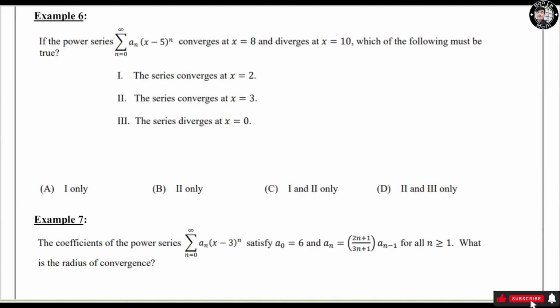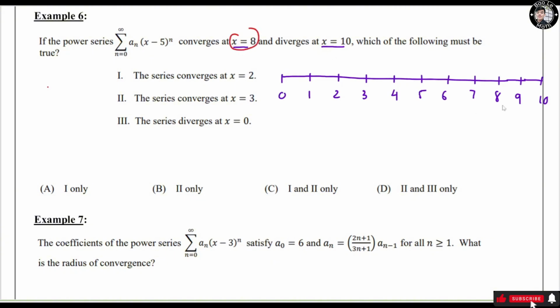Now let's move on to example number 6. If the power series converges at s equals 8 and diverges at s equals 10, which of the following is true? Alright, so we're going to draw the number line. We're going to label from 0 to 10. At s equals 8, the series converges. You know that at s equals 10, the series diverges. You know that the center is 5.